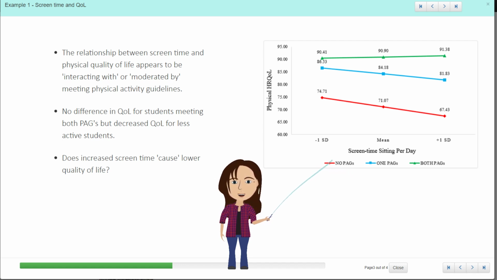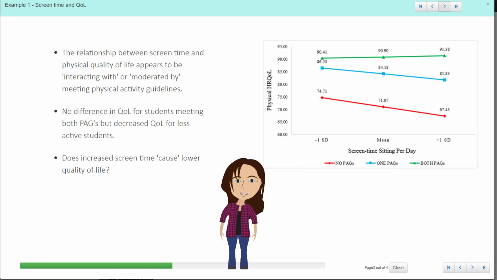So as a side question, we might ask, does increased screen time cause lower quality of life? And hopefully you'll answer, well, it might, but you can't demonstrate it with this particular research because it's not an experiment, it's just an observational study. They didn't force people to watch TV and then see if their quality of life went down, and they also didn't take away their TV to see if the quality of life went up. So we would want to be quite careful about how we interpret these results.